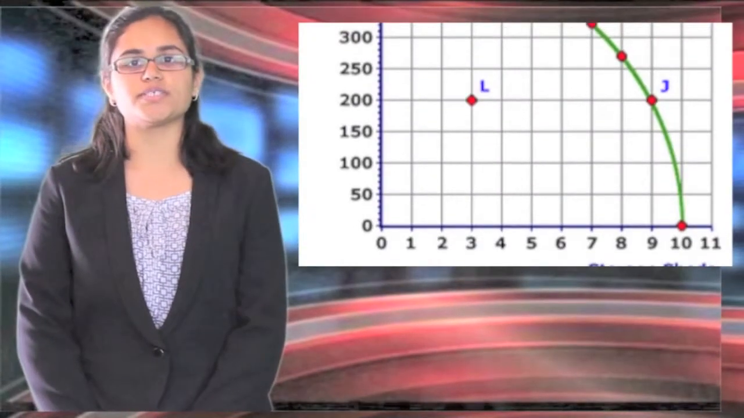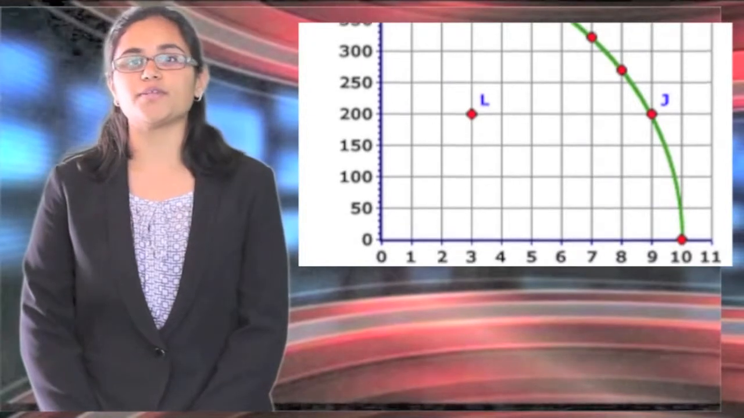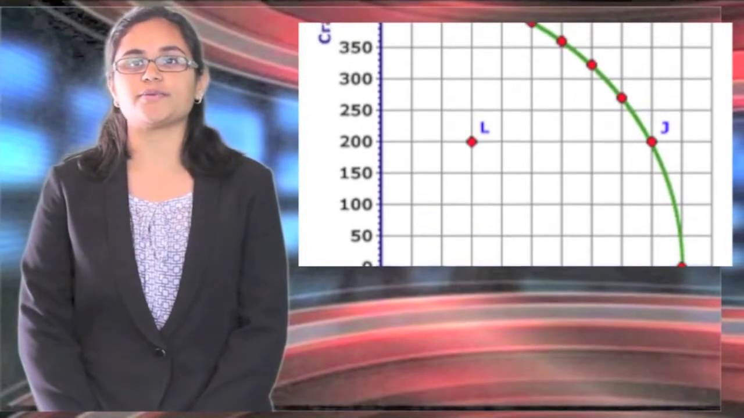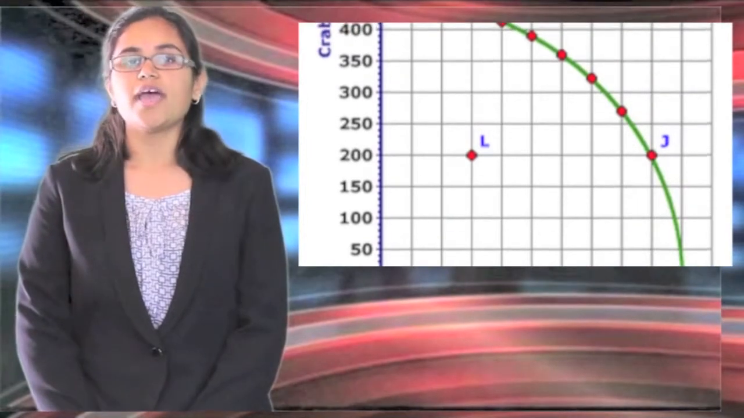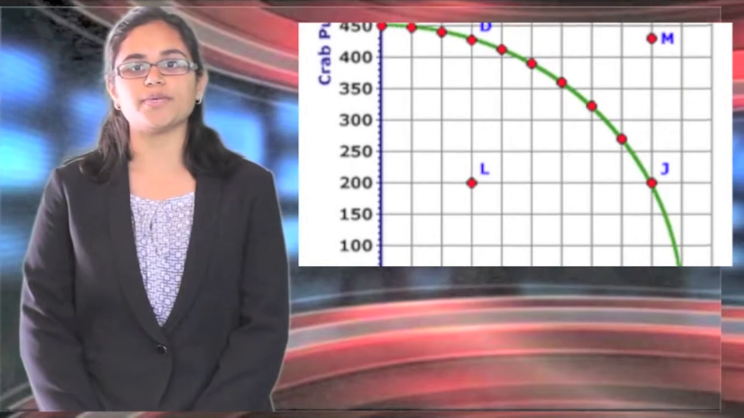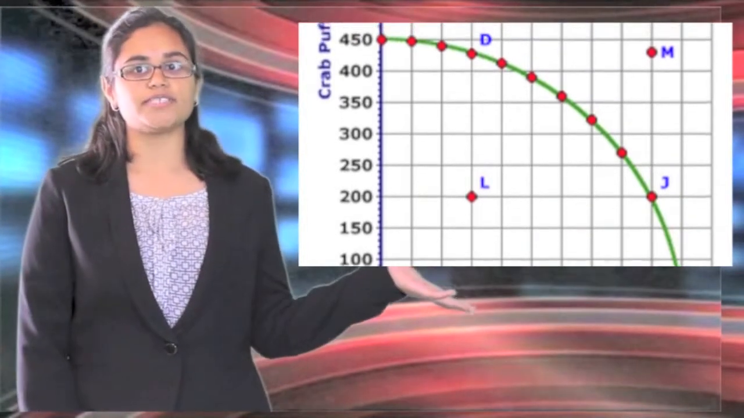The production possibilities curve shows that the country can produce at full employment. Unemployment means resources that could be used for production are not being used. And when some resources are not used, the economy does not reach full employment. The point L represents unemployment.